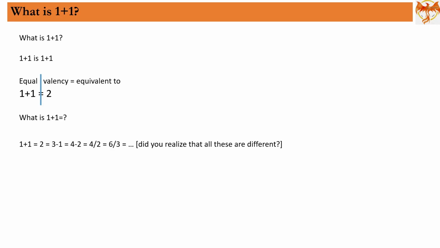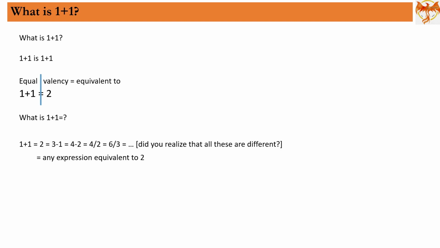In 4 by 2, I'm saying how many groups of 2 can I form with 4 items. Whereas in 4 minus 2, I'm saying you have 4 items, I take away 2 items, how many are left with you, right? So 1 plus 1 is equivalent to any expression which is equivalent to 2.